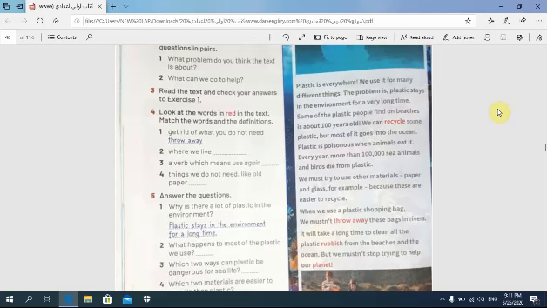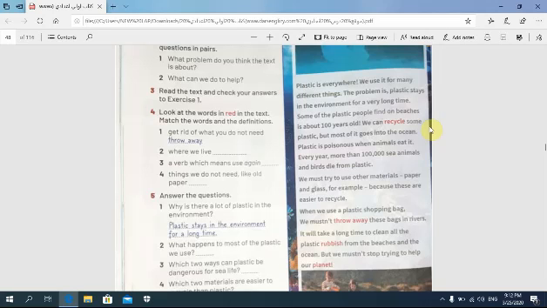It's telling you to look at the words in red in the text and match the words with the definitions. Let's read the words in red: recycle, throw away, rubbish, and planet. Now let's start. The first one is already done for us. Get rid of what you don't need: this is called throw away. To get rid of something that you will not use anymore, that's called throwing away.